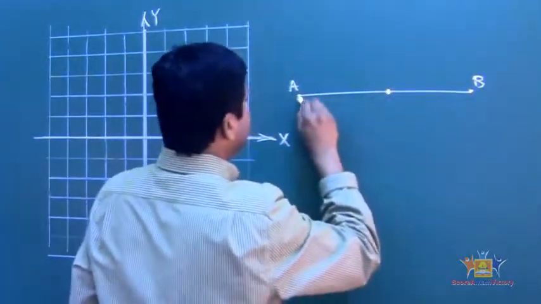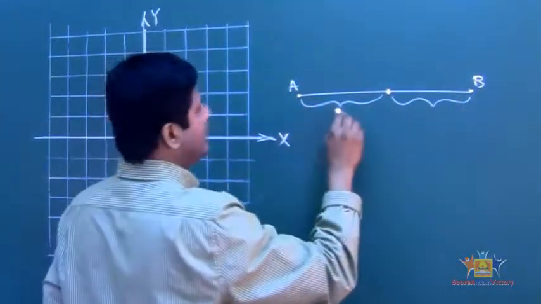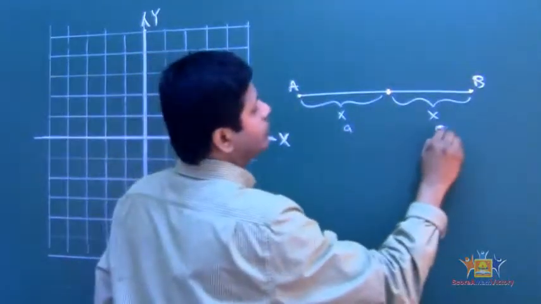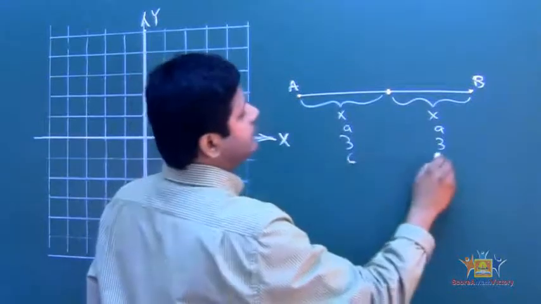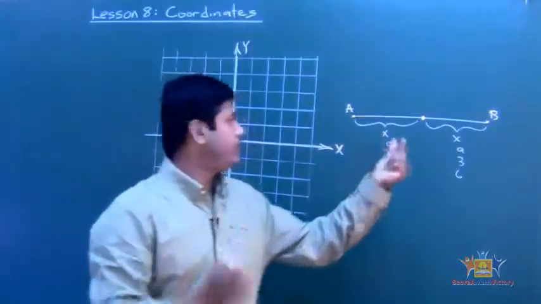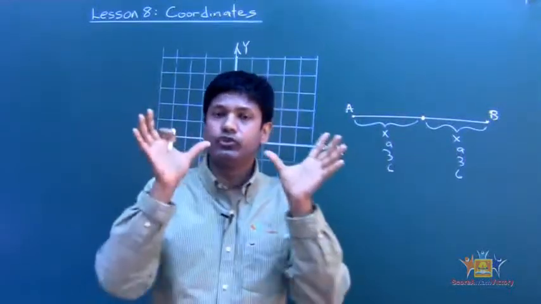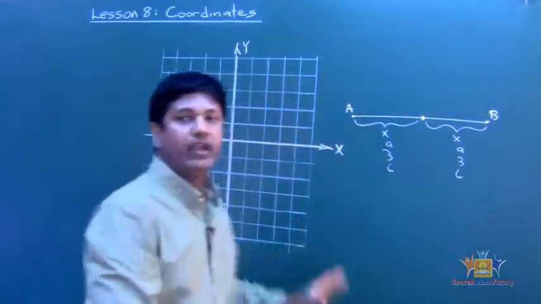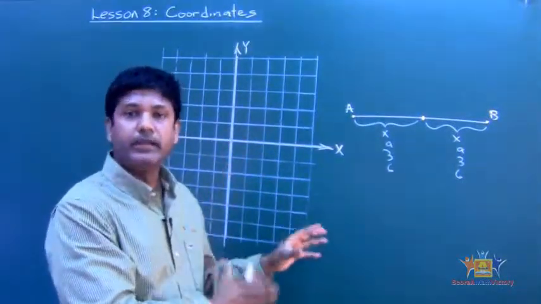So that means this distance and this distance are going to be what? The same. If this is, let's say, x, this is also x. If this is a, this is also a. That means if this is 3, this is also 3. This is 6, this is 6. That's what the midpoint does. It divides that line AB into 2 equal lengths. So now we're going to learn how to find midpoints in a coordinate system. Alright, so let's do that.